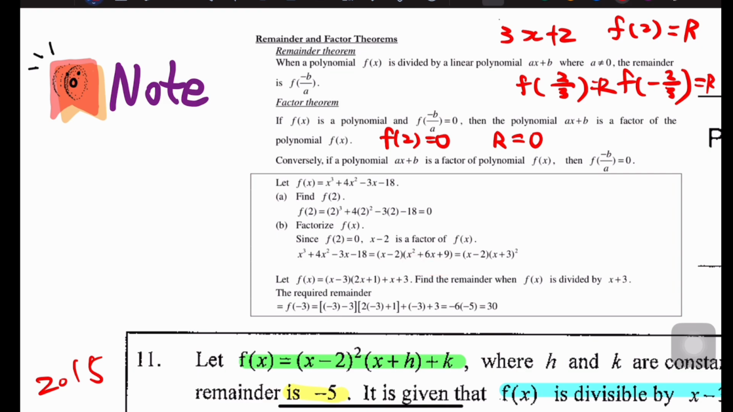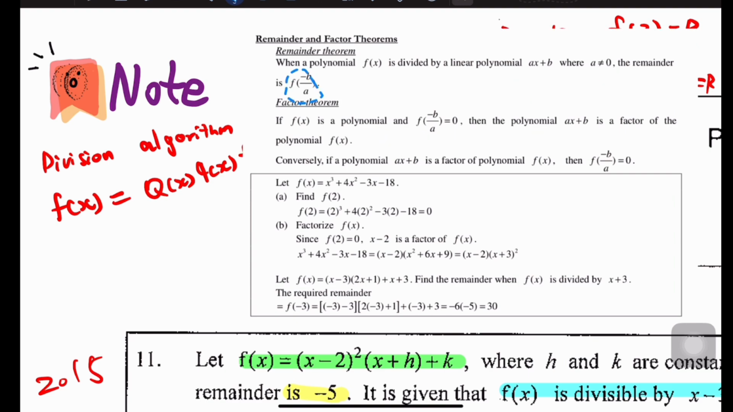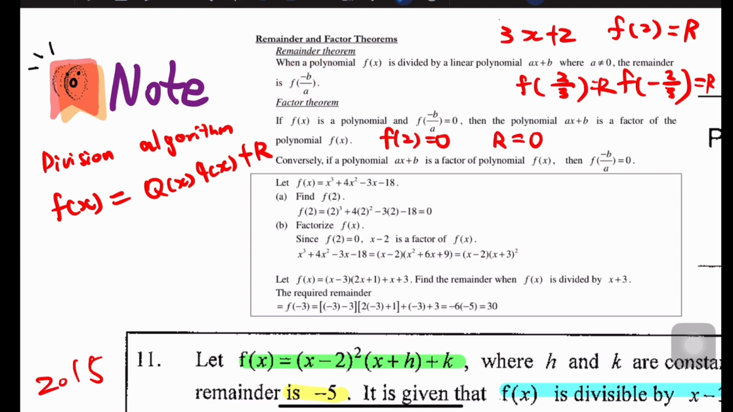Okay, so we have another one, the division algorithm. The basics is that when we have a polynomial, it can always equal a quotient times a divisor plus the remainder. That's why when we put x equals to this one, actually this turns into 0. This turns into 0, and then these two terms together equal 0. So what we are left with is the remainder, okay?